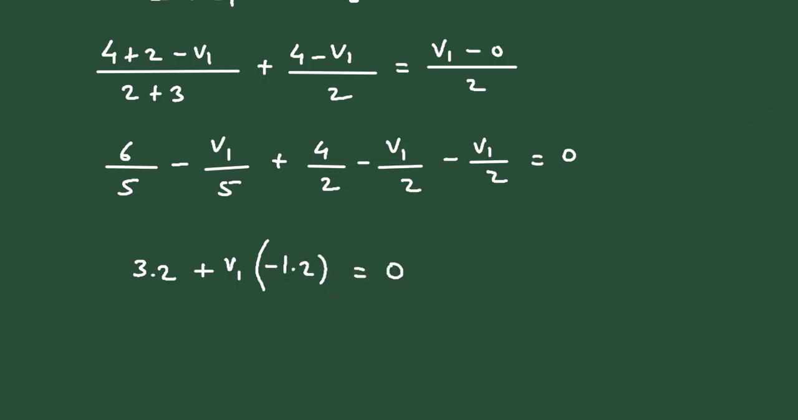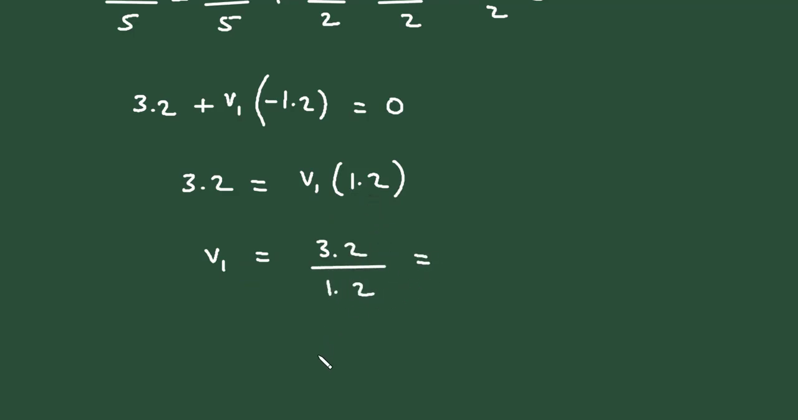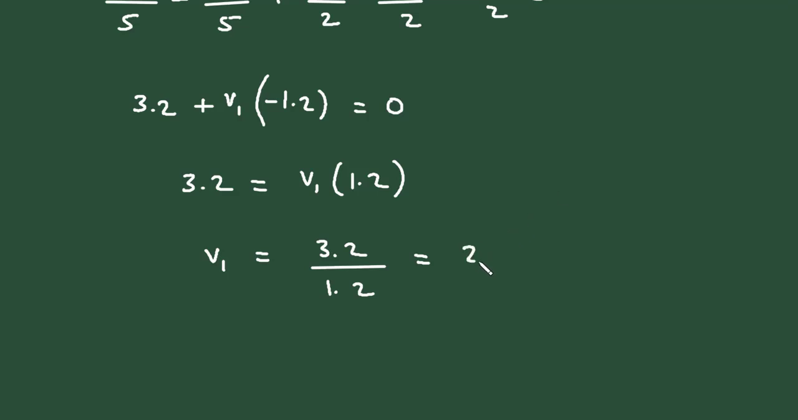This is equal to 0. If we take this on the right side, it will be 3.2 is equal to V1 in bracket 1.2. Now we can find the value of V1. V1 is equal to 3.2 divided by 1.2, so it is 2.6. 2.6 volt is the value of V1.